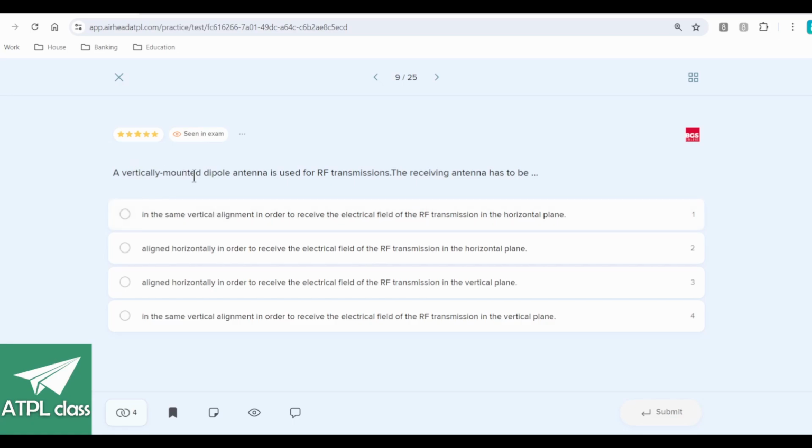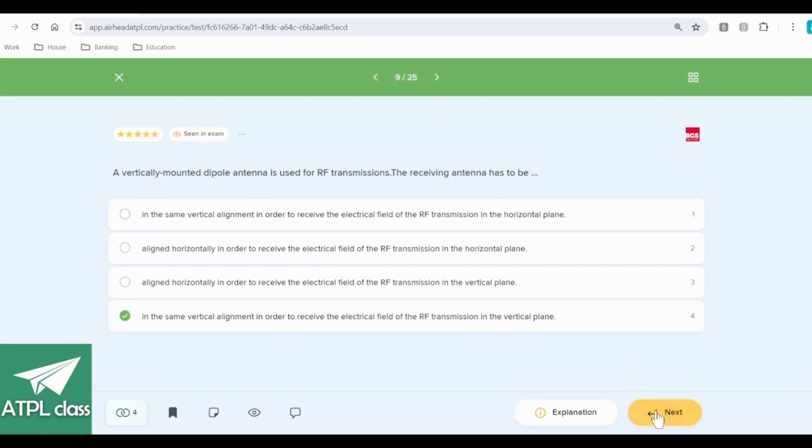A vertically mounted dipole antenna is used for RF radio frequency transmissions. The receiving antenna has to be in the same vertical alignment in order to receive the electrical field of the RF transmission in the horizontal plane. No, so it should be in the vertical plane. In the same vertical alignment in order to receive the electrical field of the RF transmission in the same vertical plane. Should be that one, yes.